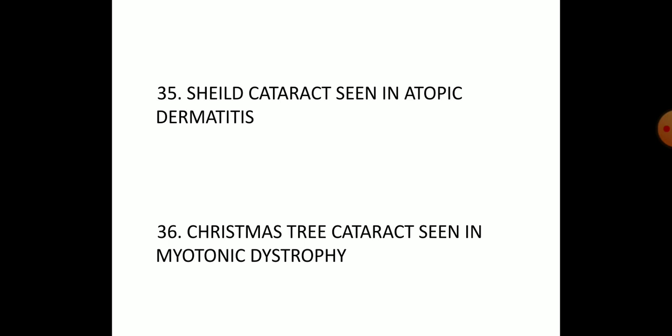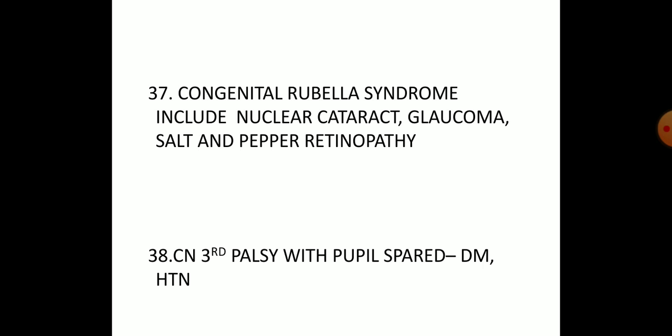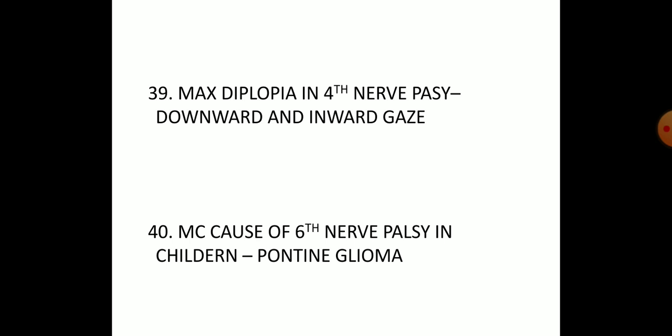Christmas tree cataract is seen in myotonic dystrophy. Congenital rubella syndrome includes nuclear cataract, glaucoma, salt and pepper retinopathy. Cranial nerve third palsy with pupil sparing is seen in diabetic and hypertensive patients. Maximum diplopia in fourth nerve palsy is seen in downward and inward gaze.